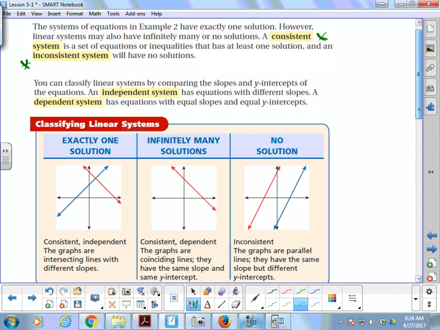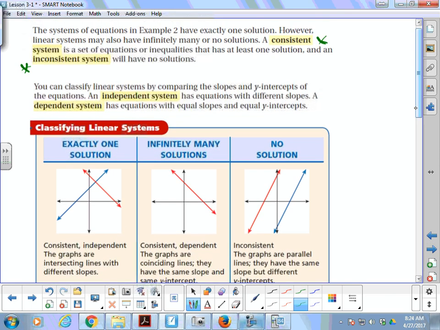So we have consistent, inconsistent, independent, and dependent. And the ones that are independent and dependent are the ones that are consistent. So they have to be consistent to be either independent or dependent. If they're independent, they have exactly one solution. If they're dependent, then they have infinitely many solutions, which basically means they're the same line.